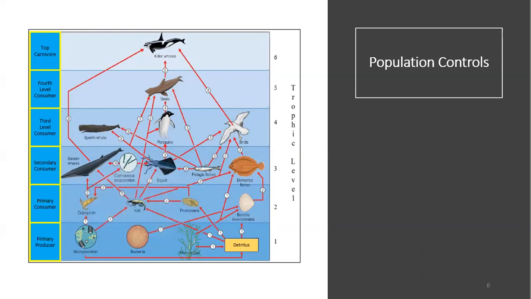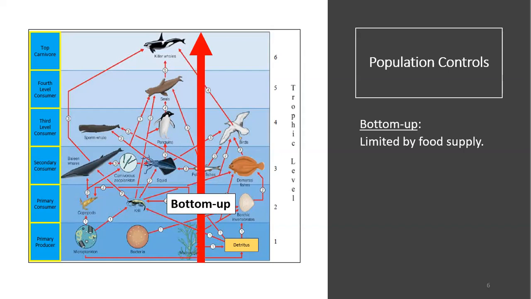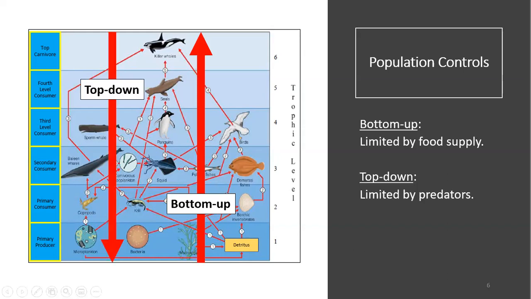Population controls. Population size is limited by trophic levels either above or below. In bottom-up population control, population is limited by food supply. In this scenario, not enough food is available for the population to increase beyond a certain size. In top-down population control, population is limited by predators, meaning food is available for population growth, but it's kept smaller through predation.